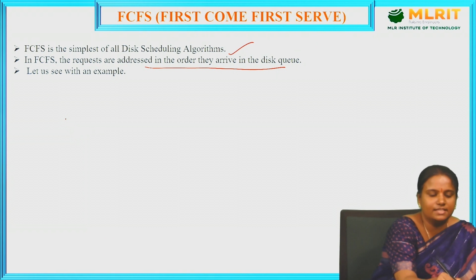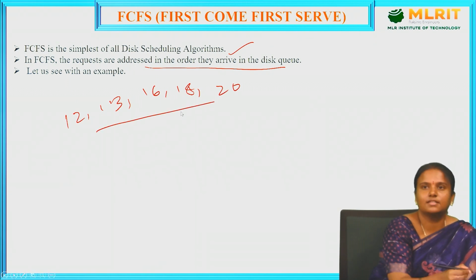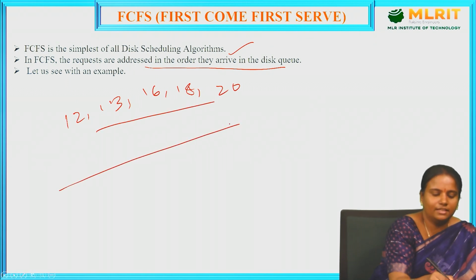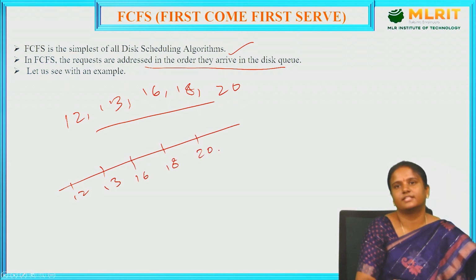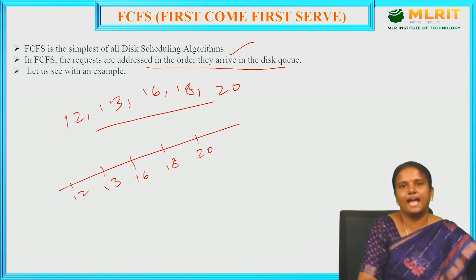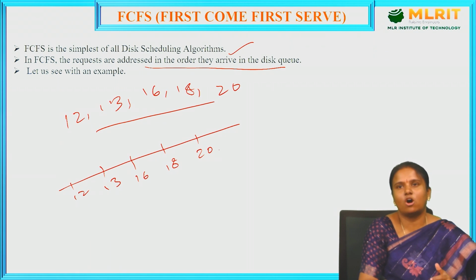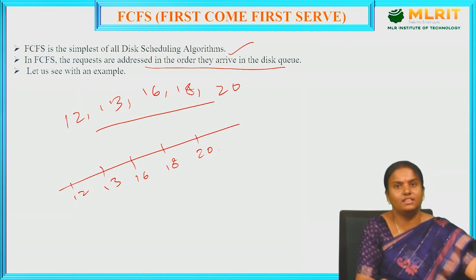Whatever disks are arriving, like 12, 13, 16, 18, 20, whichever comes first will be allocated first. That is how we are going to calculate FCFS, first come first serve. Let us see with an example problem how first come first serve is solved, in order to process each disk with its seek time, rotational latency, and transfer. Let us start our first problem with first come first serve.